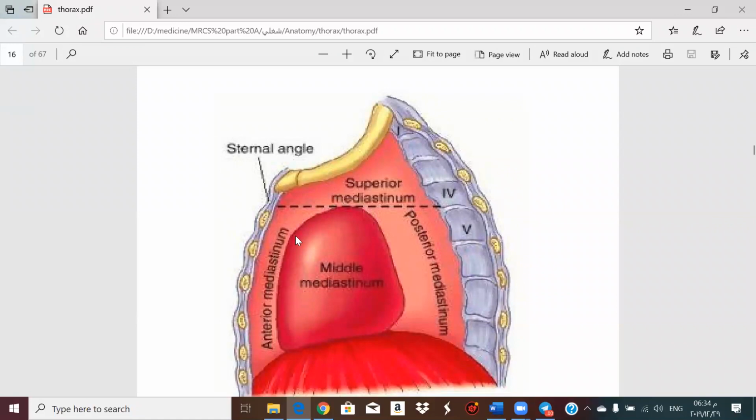The part anterior to the heart and pericardium is called the anterior mediastinum. The heart and pericardium itself is called the middle mediastinum. The area posterior to the heart and pericardium is called the posterior mediastinum. So we have superior mediastinum and inferior mediastinum. The inferior mediastinum is divided by the heart and pericardium into anterior mediastinum, middle mediastinum, and posterior mediastinum.